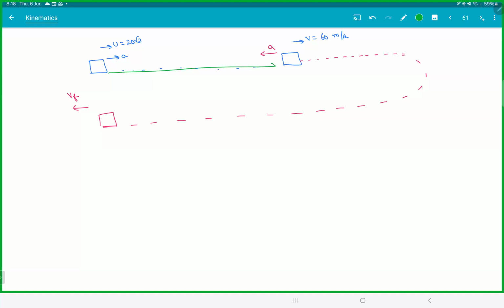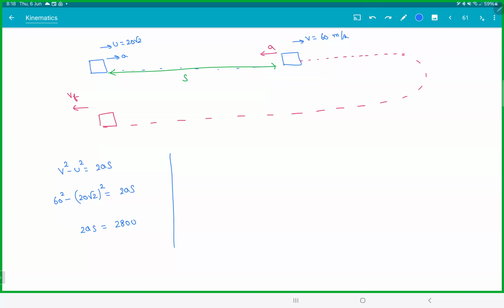Now in this process, let this displacement be S. If you write the equation, we are using V square minus U square is 2AS. So that is 60 square minus U square, 20 root 2 square, is equal to 2AS. So we get 2AS is equal to 3600 minus 800, 2800.